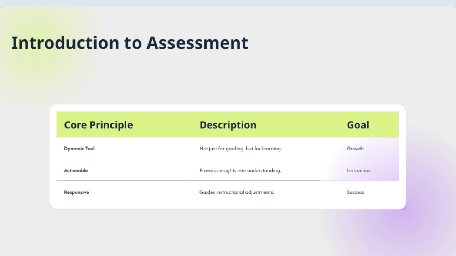And this brings us to a dynamic tool. Assessment isn't static. It's an ongoing, flexible resource that helps us meet our students where they are and guide them forward. Ultimately, the core principle here is to understand that assessment is a vital part of instruction, designed to inform and improve teaching and learning. It's an introduction to assessment that emphasizes its role in creating a responsive, growth-oriented classroom environment.